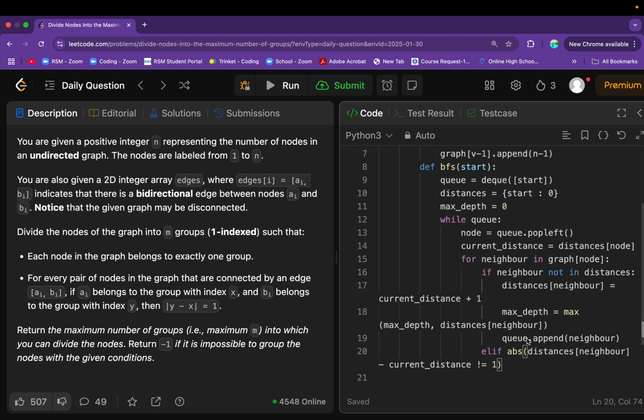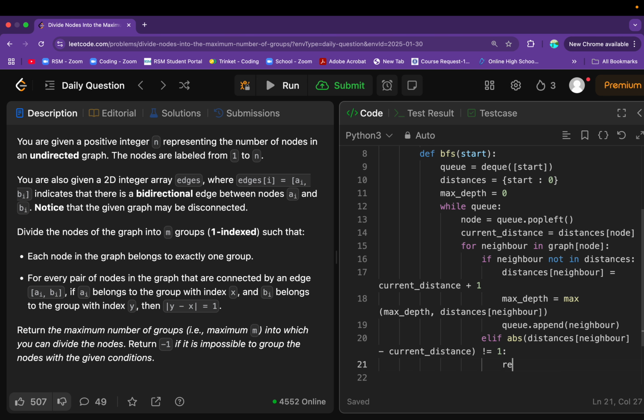I'm just making sure I structure this correctly. I think this should be right. Oh, wait. Rather, not equal to 1. Sorry about that. If that's not the case, we have to immediately return -1, because we've processed this node and we find a conflict where two connected nodes are not exactly one level apart. That means the graph is not bipartite, so we have to immediately return -1.